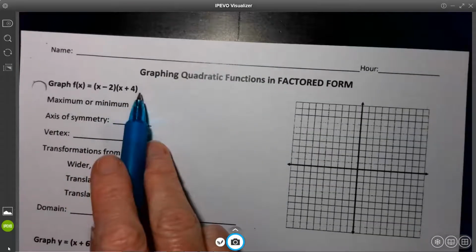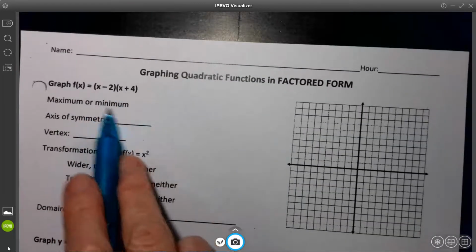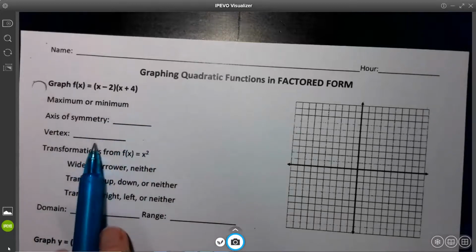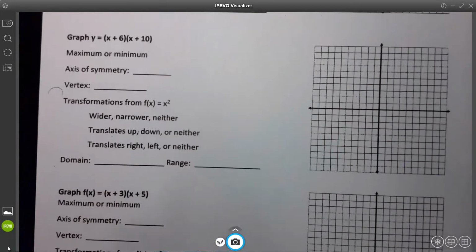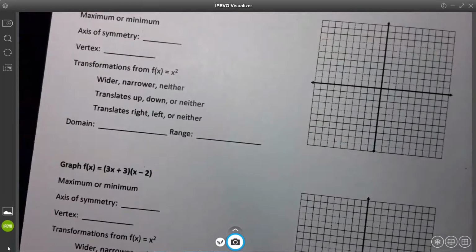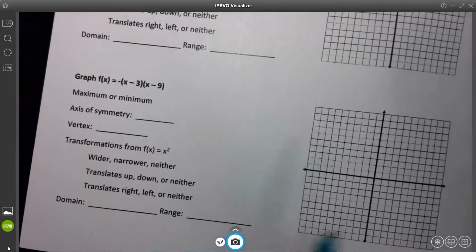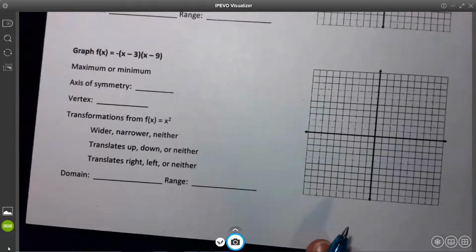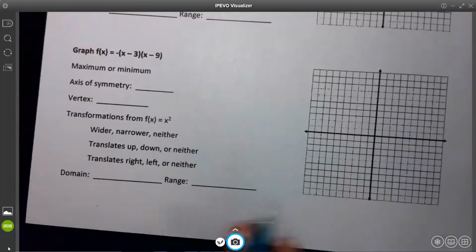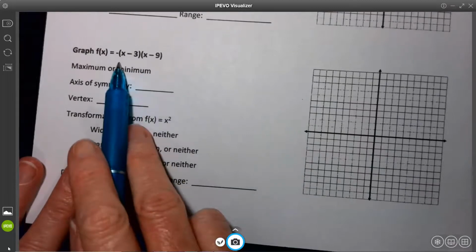The homework gives it to you in factored form. It wants you to open up or down, axis of symmetry, vertex. Is it wide or narrow? Does it translate? Domain and range. We haven't really dealt with domain and range. If we had lots of time, maybe we'd get back to that, okay? Same thing on these. You're going to be doing the same thing we just did. So let's do one that opens differently, okay? So I'm going to jump all the way down to number 6. Then I might go up and pick up that other one too. Okay, so here we go.